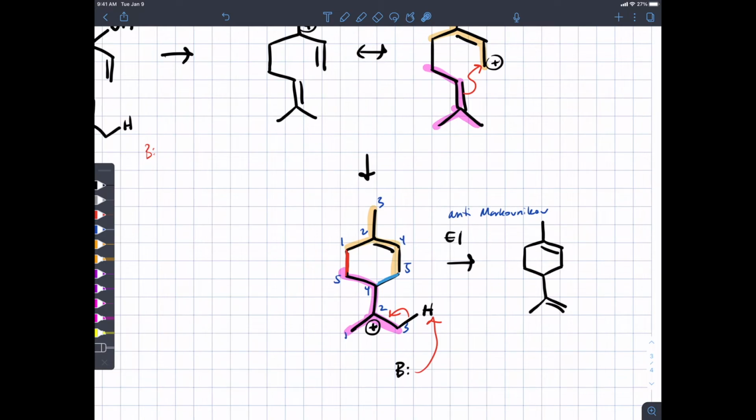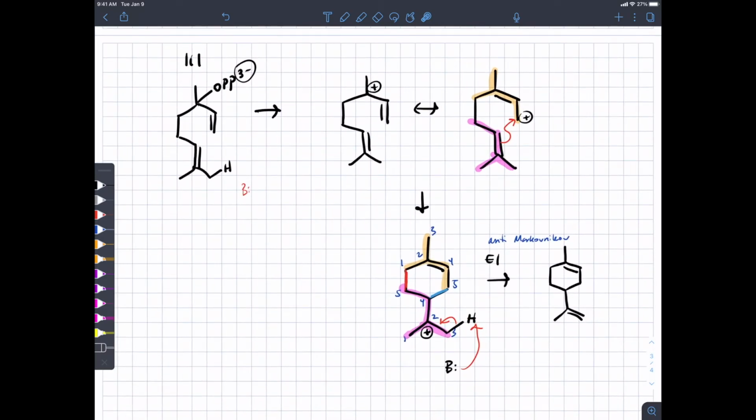Yeah? When the nucleophile attacks, after the leaving group has left, is that where the enzyme would form this stereochemistry?